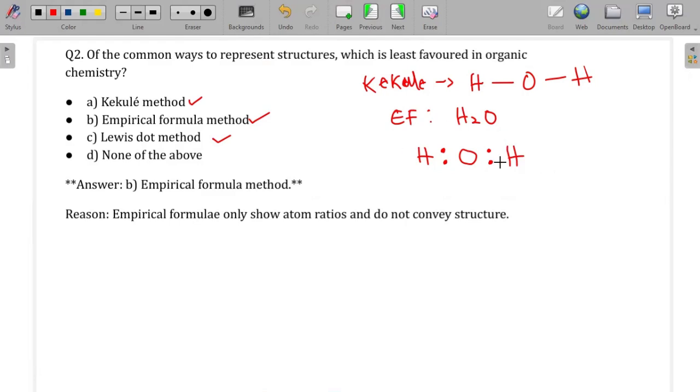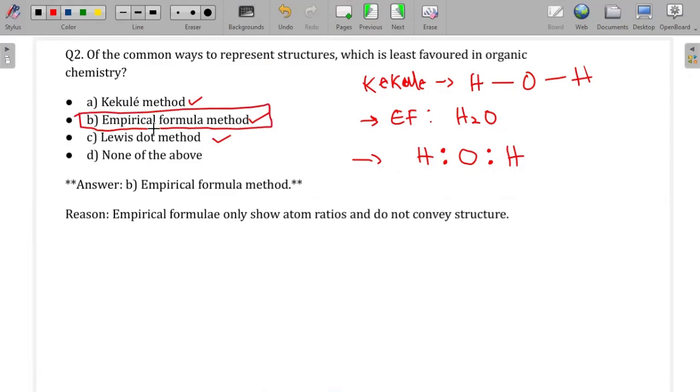Okay, so this is what we mean here. This one here is empirical, this one here is Lewis dot method. This one is empirical, this is Kekule. So of these three here, which one is least favored in organic chemistry? The correct answer is the empirical formula. Okay, so the empirical formula is least favored.